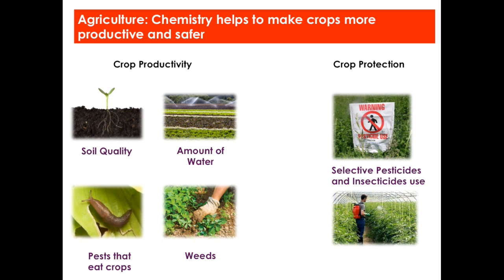Weeds are plants that can grow with the plant that you want in the first place, so they are stealing nutrients and water. Crop protection. For crop protection, usually it is the use of selective pesticides and insecticides.